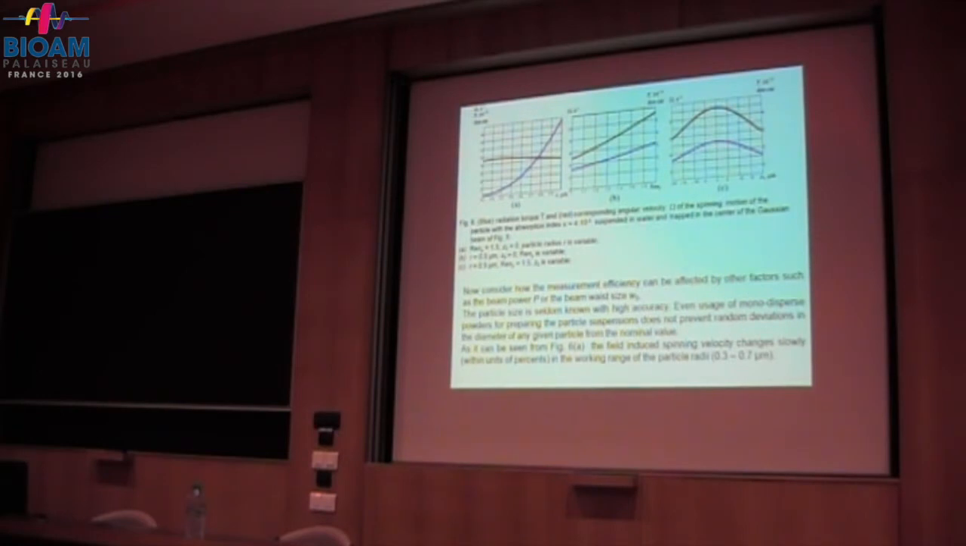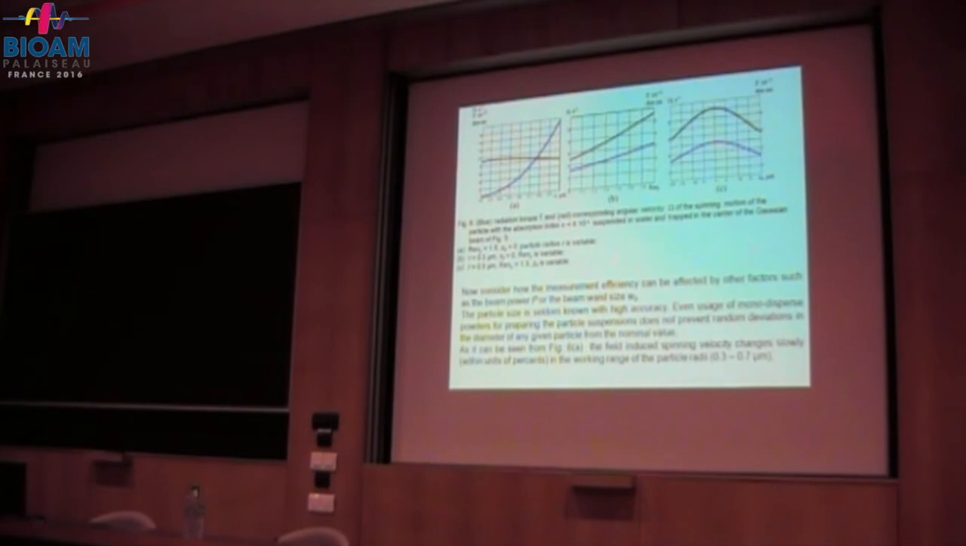Now consider how the measurement efficiency can be affected by other factors such as the beam power and the beam waist size. The particle size is seldom known with a high accuracy. Even usage of monodispersed powder for preparing the particle suspensions does not prevent random deviation of the diameter of any given particle from the nominal level. As can be seen from fragment A in this figure, the field-induced spinning velocity changes slowly, within units of percent, in the working range of the particle radii from 0.3 to 0.7 micrometers.